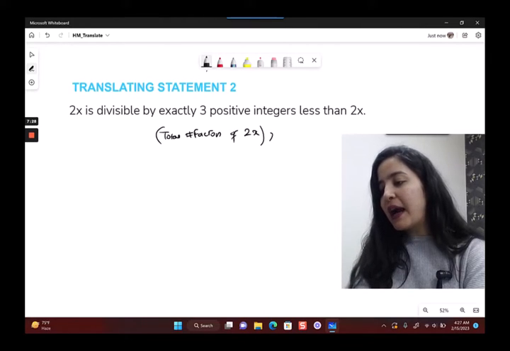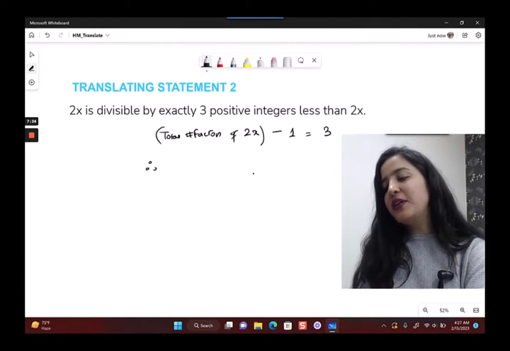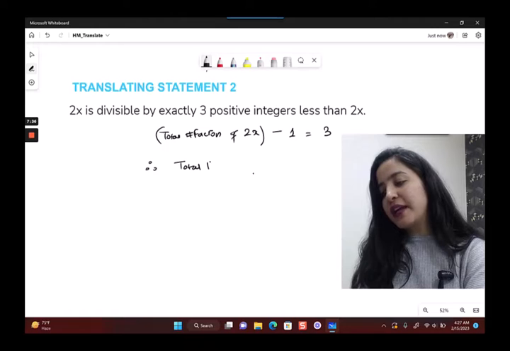This minus 1. Let's clear this, minus 1, this is 3. So from here I can actually get the total number of factors of 2x including everything. I can get that number, 3 plus 1 is 4. That's it. This is how you can translate complicated looking statements into simple math equations.